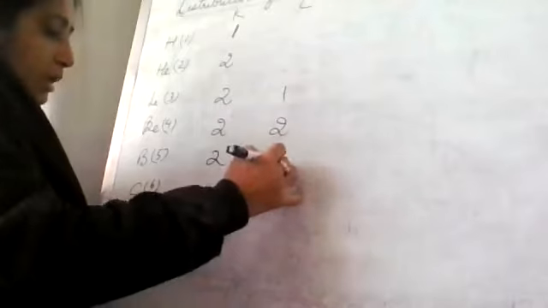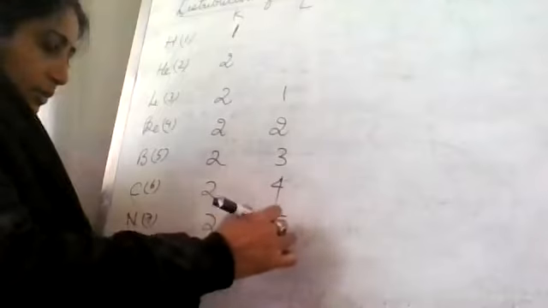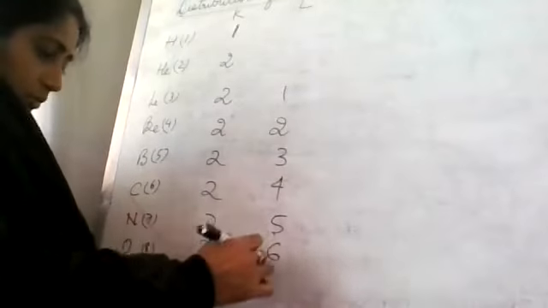Now boron. 2 in K shell and 3 in L shell. 2 and 3. Carbon. 2 and 4. Nitrogen. 2 and 5. Oxygen. 2 and 6. Fluorine. 2 and 7. ठीक है, you have got this.